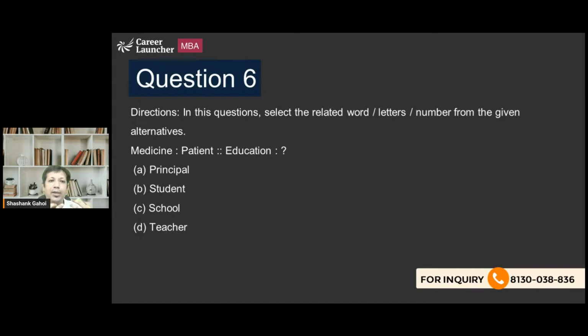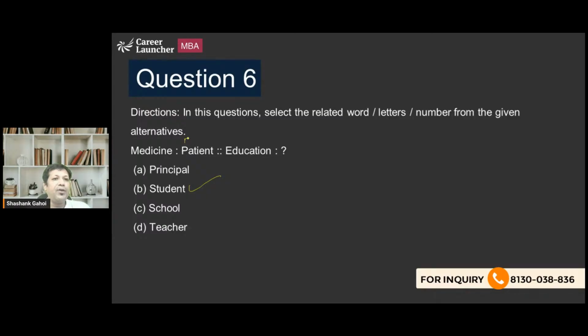Okay, now let's look at this one. Medicine is to patient, and education is to what? So medicine is given to whom? That is, medicine is given to a patient, right? Education is given to whom? Education is given to a student, right? So my answer to this question is going to be option B directly.